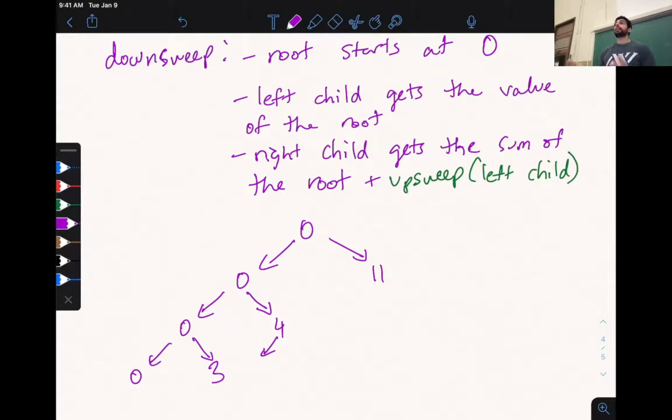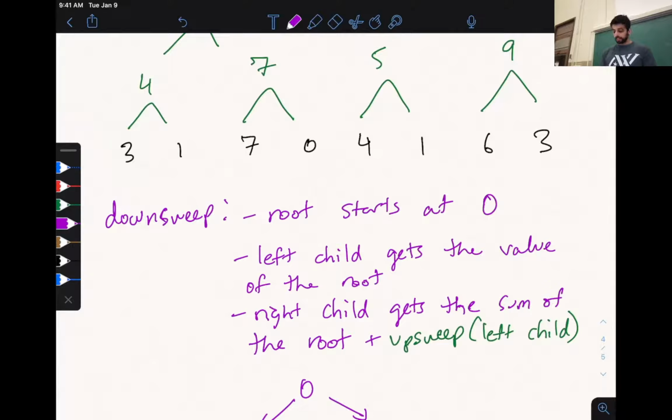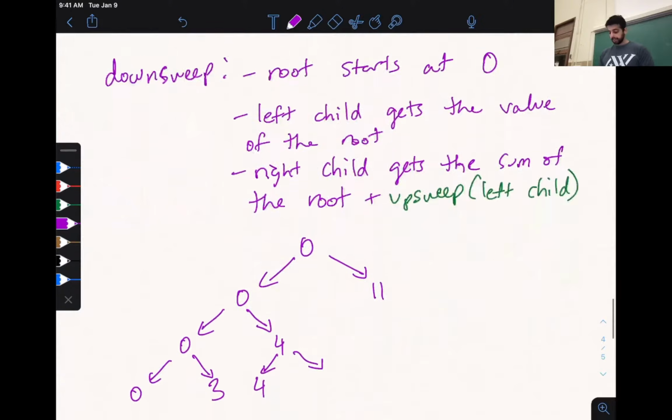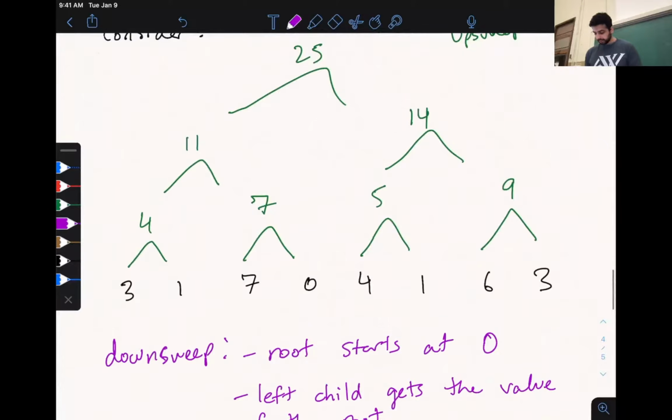So we know the left child here gets the same value as the root, so 4. And our right child gets 4 plus 7, the upsweep value that is associated with the left child. Sorry, I should have added these two. So now we've completed this part of the tree, and let us start with this side here. The left child here I know will be 11, and the right child will be 11 plus 5.